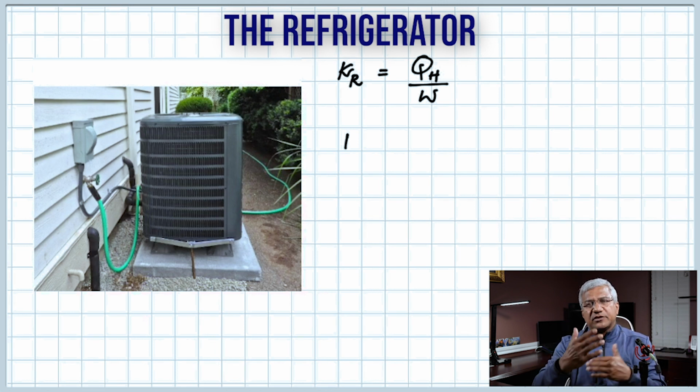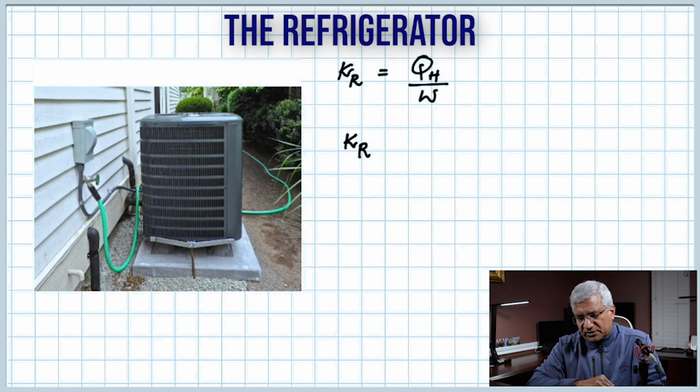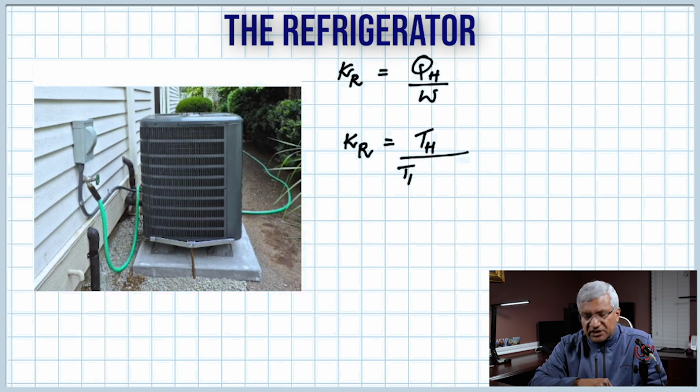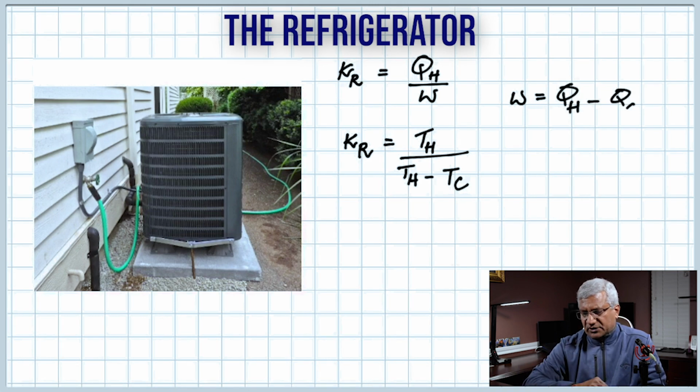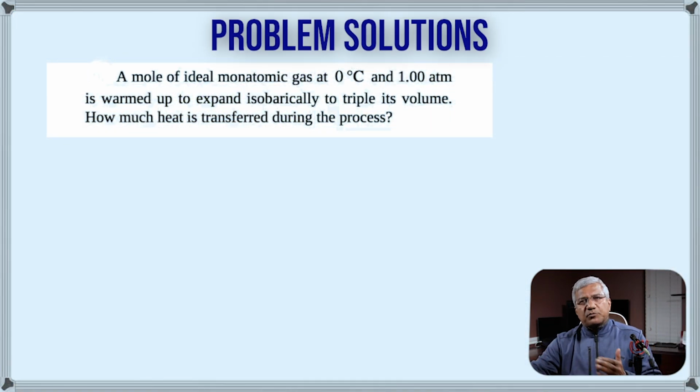And the coefficient of performance of the heat pump is a little different. If you look, instead of QC by work, it's QH by work. You notice that? It's QH by work. And again, you will see the same difference when we define it in terms of temperatures. It is TH by TH minus TC. Again, here, work is QH minus QC. So now let us work out some problems.